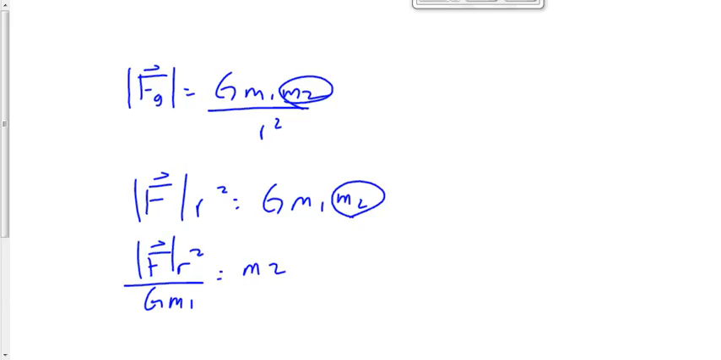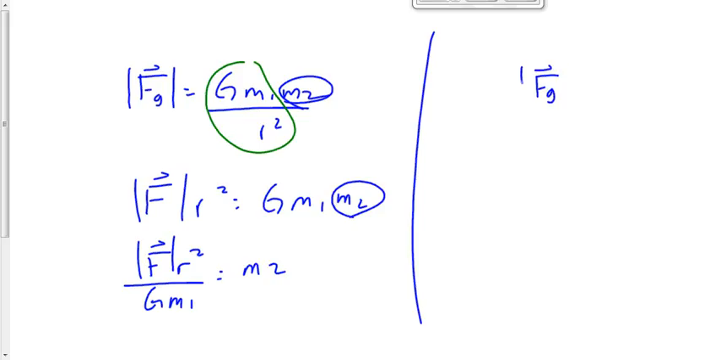Good. Now, anybody see another little option here? The correct answer looks a little bit different, and the method is a little bit different, but we could say that GM1 over R squared, the whole thing, is multiplied by M1. So we could take that whole thing over by dividing. FG over GM1 over R squared equals M2. That's exactly the same thing.